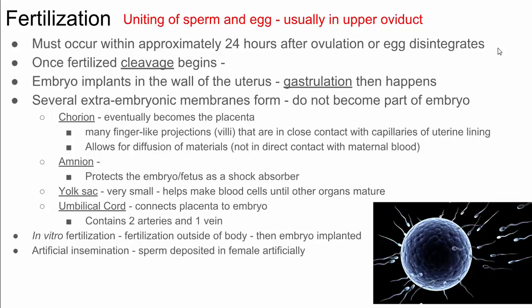Fertilization has to happen within about 24 hours of ovulation. Otherwise, the egg will disintegrate, will break down. But if it is fertilized in the oviduct, it starts to grow. What's the very first stage called? What do we call a fertilized egg? Zygote.